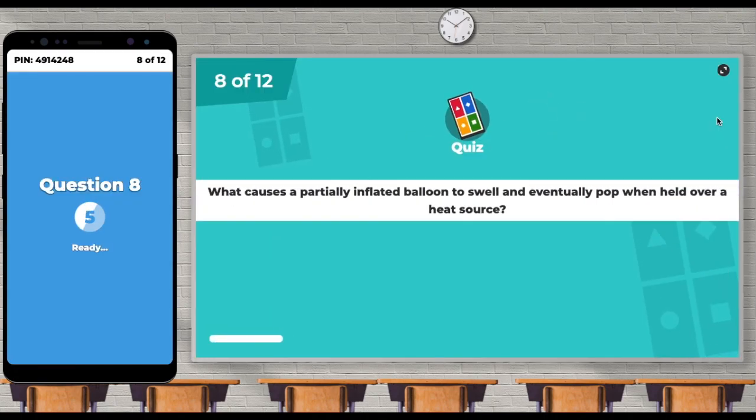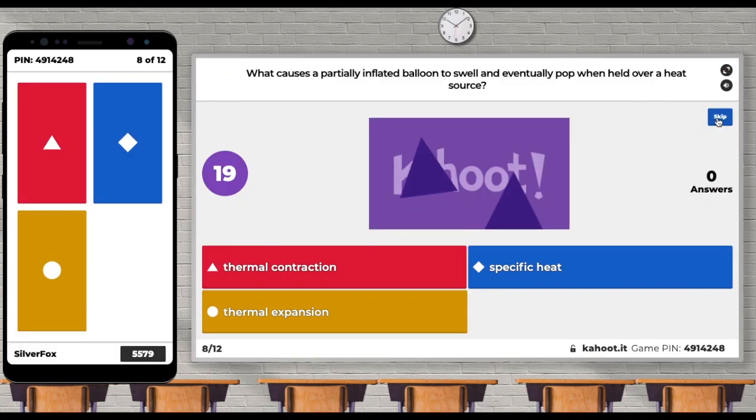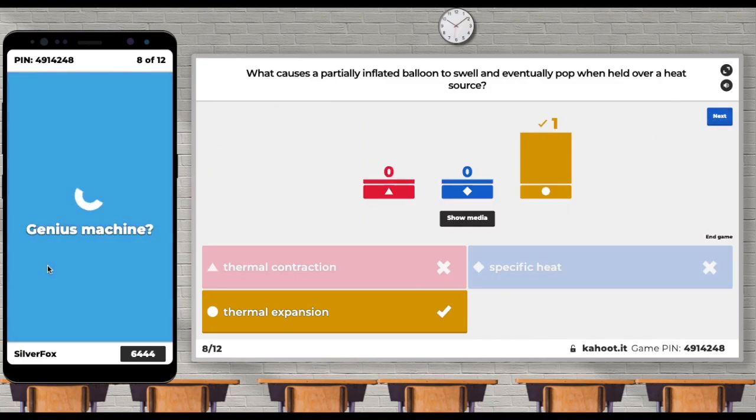Question number 8. What causes a partially inflated balloon to swell and eventually pop when held over a heat source? Is it thermal contraction, specific heat, or thermal expansion? It is thermal expansion. It is swelling up, expanding out because it's heating up. Contraction is like what I talked about with your tire pressure going down, where your tire loses pressure due to thermal contraction when it's super cold outside. And specific heat has something completely different.